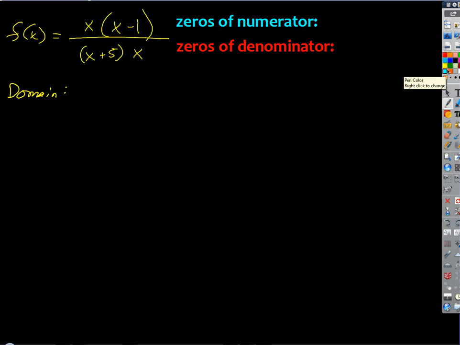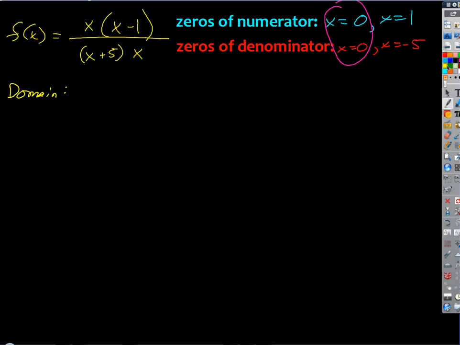Kylie, what are the zeros of the numerator this time? 0. Say it again. 0 and 1. Okay, good. x equals 0 and x equals 1. And the zeros of the denominator, Cassidy? -5 and 0. Okay, notice this time we've got a 0 that appears in both lists, right?